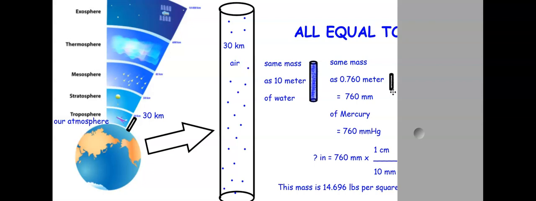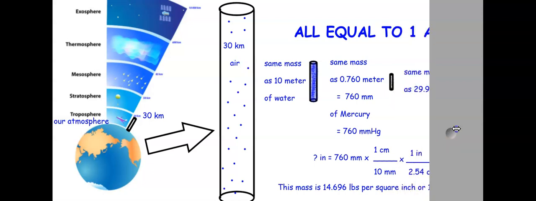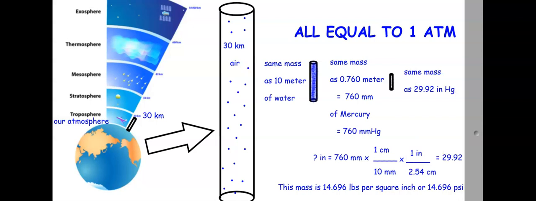Now, here we are in the U.S. Do we actually use much metric system? The answer is no, we don't. So what we do is it's the same mass, same height, but the units are 29.92 inches of mercury. And I showed the work down here. So how many inches is 760 millimeters? Well, there's 10 millimeters in 1 centimeter, 2.54 centimeters in 1 inch, and that's 29.92.